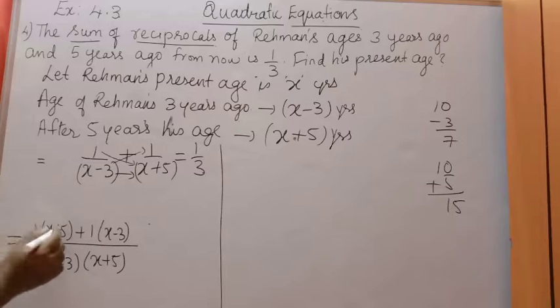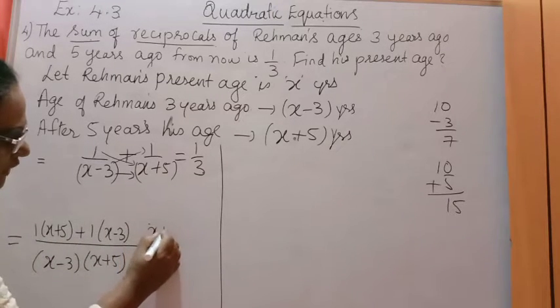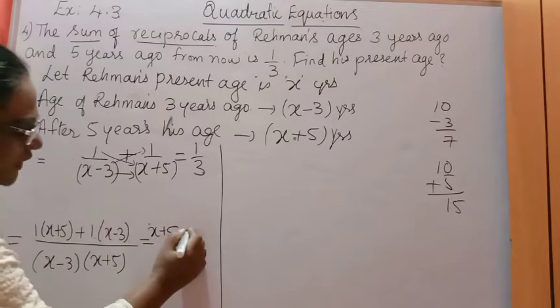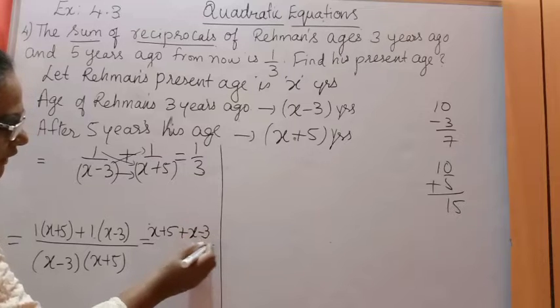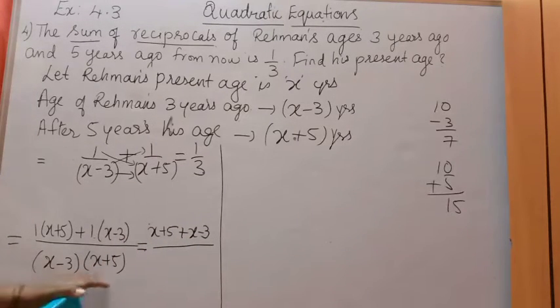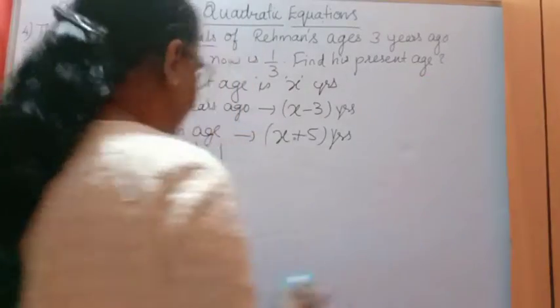Now what I am going to do, I am going to multiply this. 1 into this means the same thing, you will get x plus 5, plus 1 into this means the same thing, you will get. Whenever you multiply anything by 1, you will get the same thing. Now you have to multiply these two. How to multiply, I have taught you in the last session.